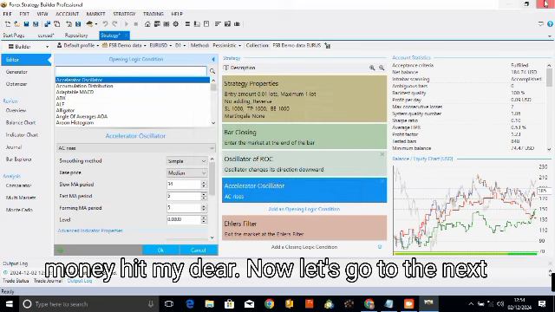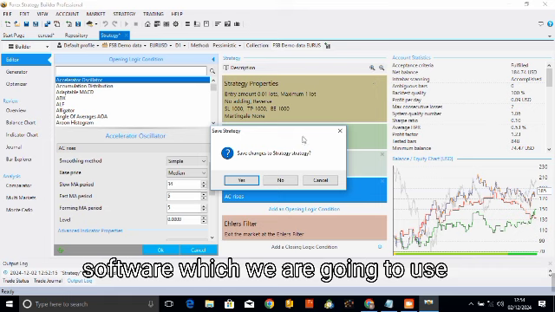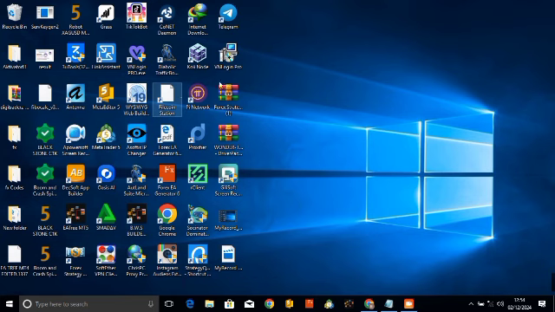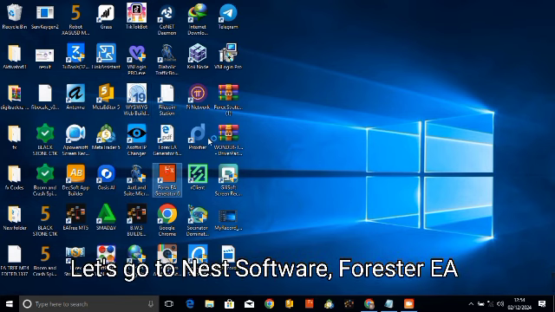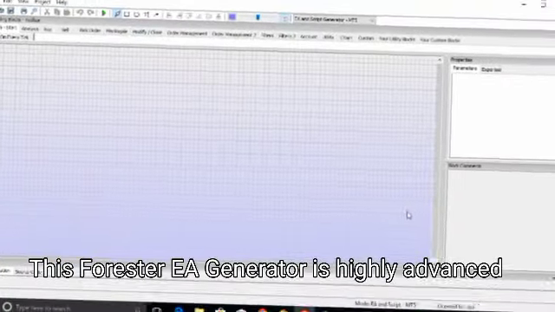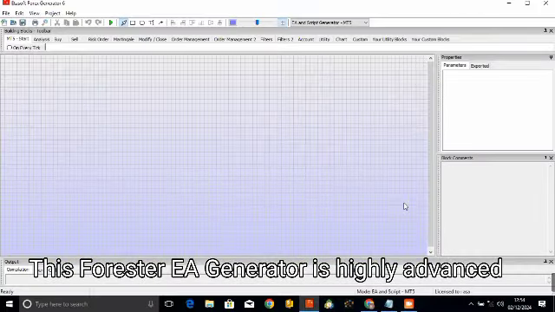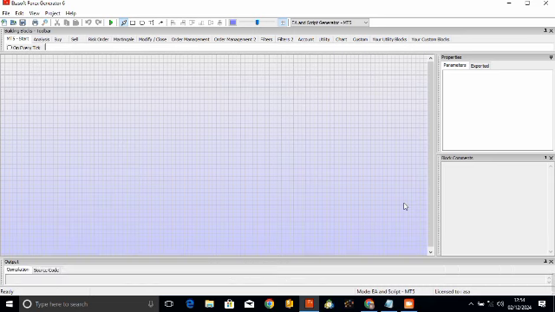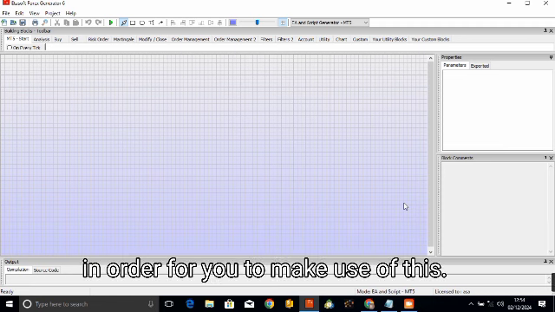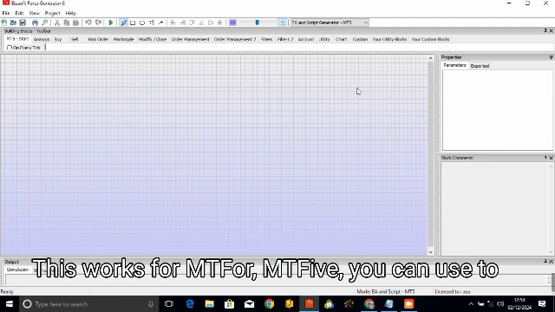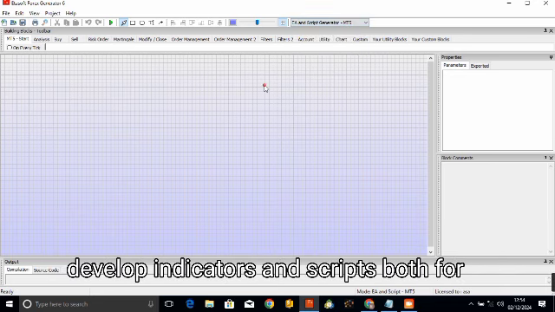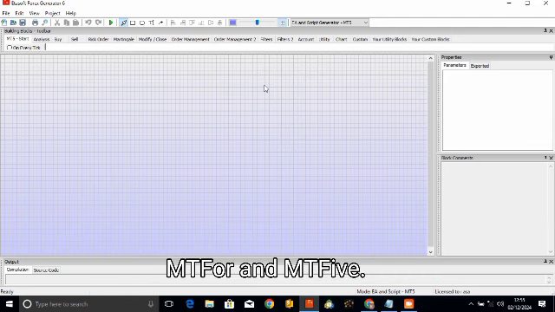Now let's go to the next software which we are going to use, and we'll explain this. Forex EA Generator. This Forex EA Generator is highly advanced software, but it requires programming knowledge in order for you to make use of it. This works for MT4 and MT5. You can use it to develop indicators and scripts, both for MT4 and MT5.